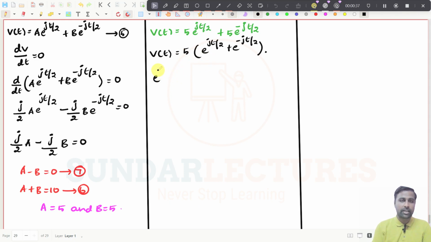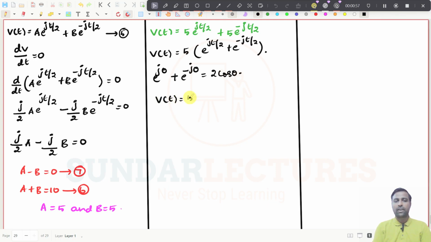Basic trigonometry: e power j theta plus e power minus j theta is equal to 2 cos theta, right? We have seen these kind of basic things. And in this one, instead of theta we have t by 2, right? So what can I write? V of t can be written as 5 into 2 cos of t by 2. If I simplify this, V of t will be equal to 10 cos t by 2.